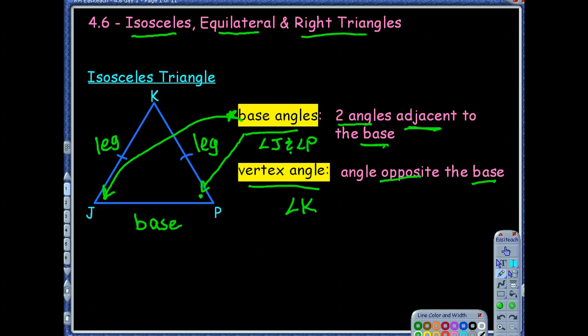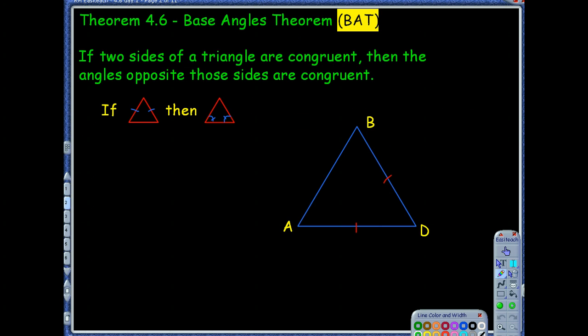Now, the reason you need to know this vocabulary, what base angles and vertex angles are, is that there's an actual theorem that involves base angles. Imagine that, another theorem. Some of you had a hunch about this a little while ago. In an isosceles triangle, we already know we have at least 2 congruent sides. An isosceles triangle also has some congruent angles. So let's take a look at this theorem.